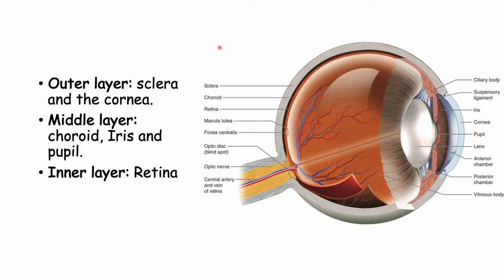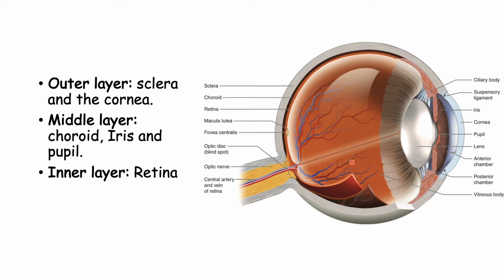So the eye is made up of three important layers. The outermost layer is made up of the sclera, the white portion of the eye that you can see here, and the cornea, which is this area here, which is important in the refraction of light. However, it cannot really change its shape.